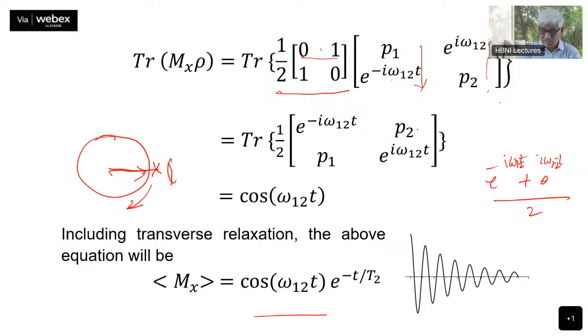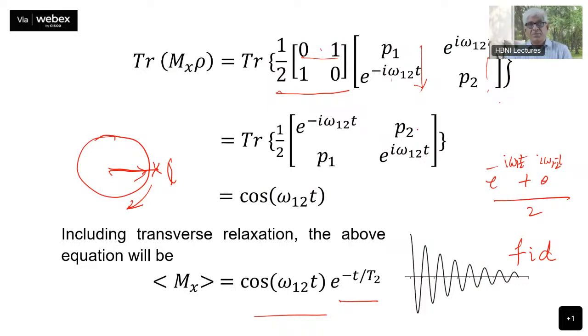Right? Cosine omega 1 2 t, and you multiply by the decay factor. There is the transverse relaxation here, e to the minus t by T2, because in this the relaxation was not included. You have to include the relaxation, and this is my FID, the free induction decay. So in the simple one spin case, you have one frequency, and it also shows you therefore that the off diagonal elements are actually representing your FID.